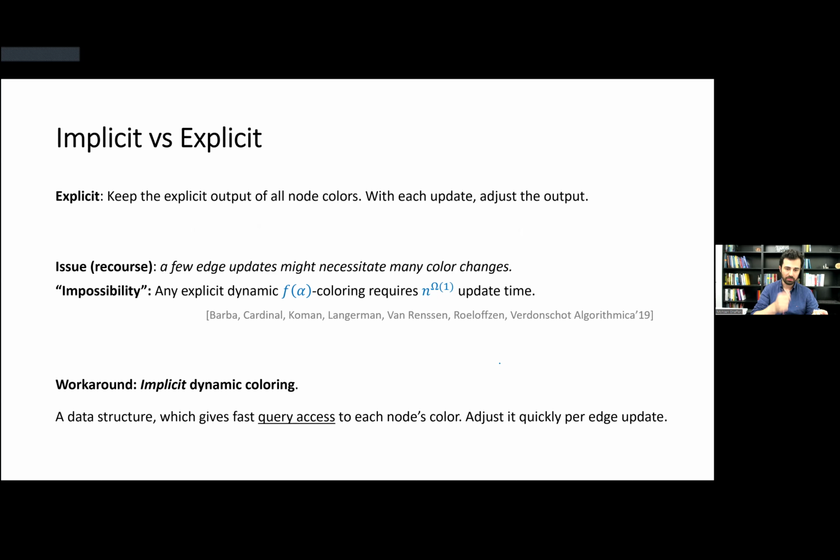Whenever there's a query coming in that says, what's the color of a given node v, we can answer that query quickly using our data structure and basically provide access to the colors. So the rest of the talk will be focusing on implicit dynamic colorings.